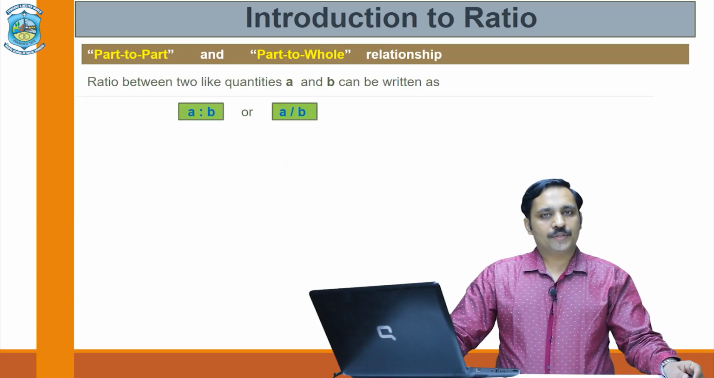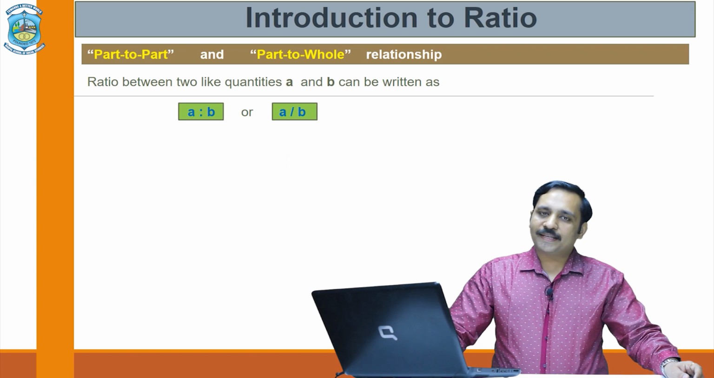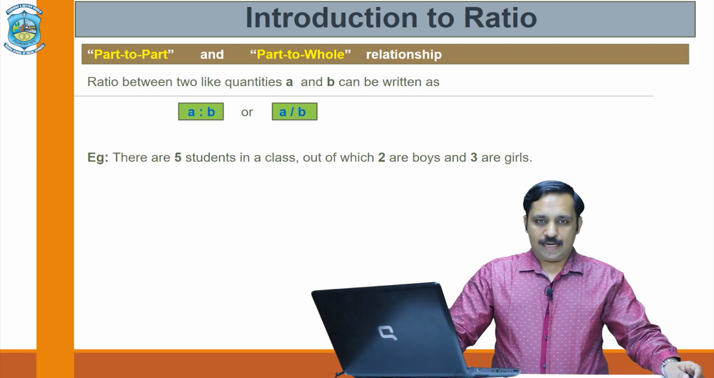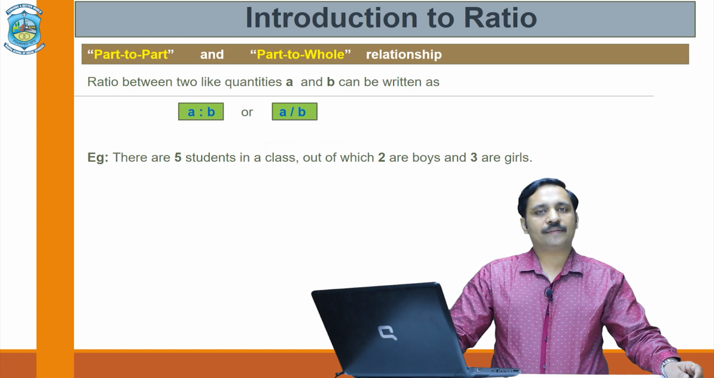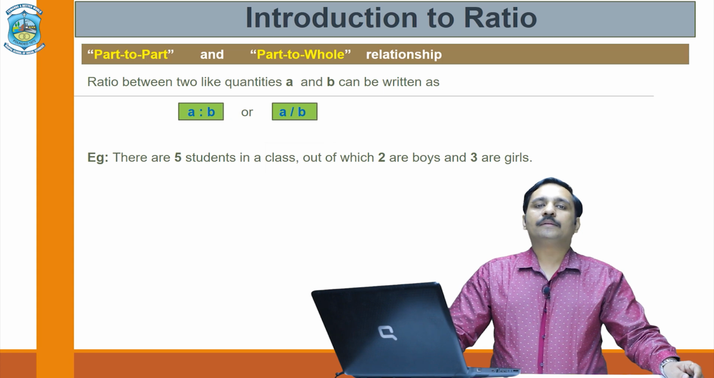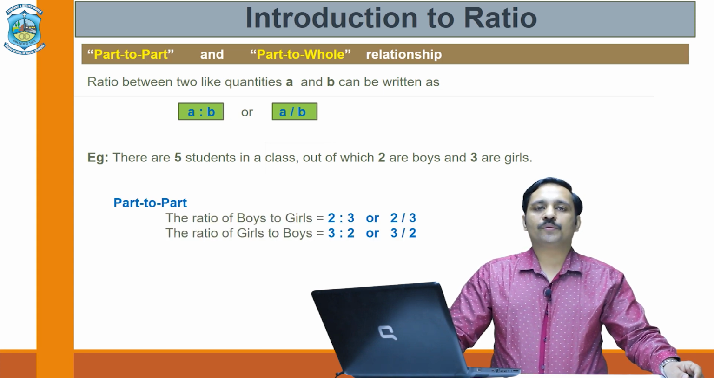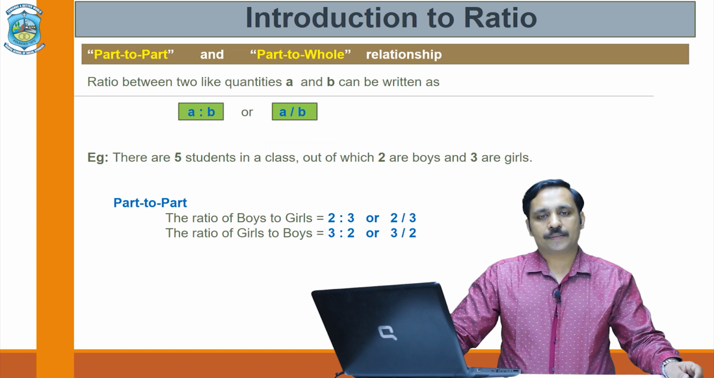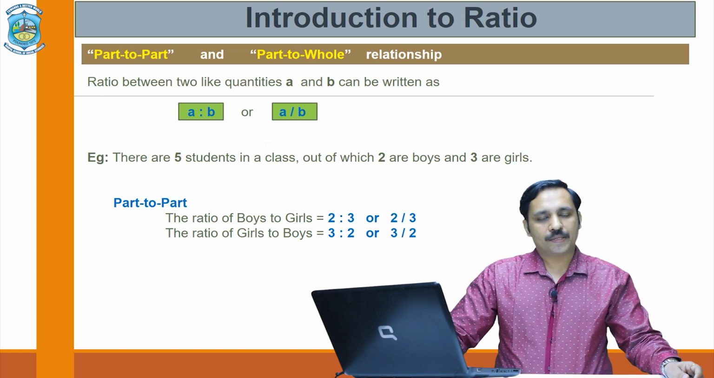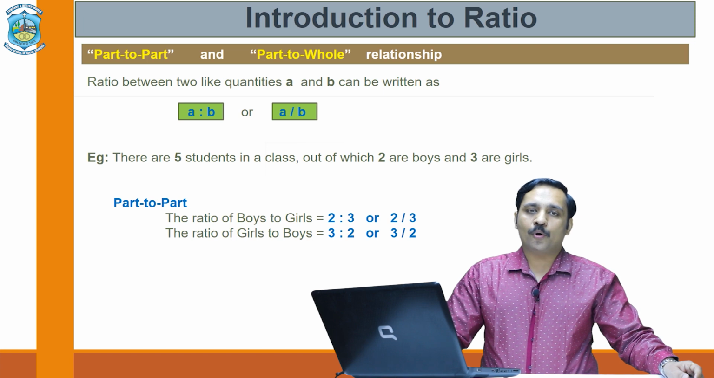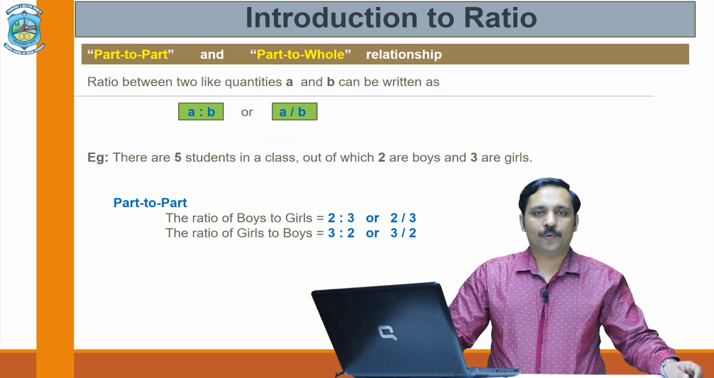Now we see part to part and part to whole relationship. Ratios are used to represent this part to part and part to whole relationship. Ratio between two like quantities, say A and B, can be written as A:B or A/B. Now let us take an example. There are 5 students in a class, of which 2 are boys and 3 are girls. To represent a part to part relationship, we can say that the ratio of boys to girls is 2:3, since we have 2 boys and 3 girls, and we can write it as 2/3. Similarly, the ratio of girls to boys is 3:2, that is 3/2.